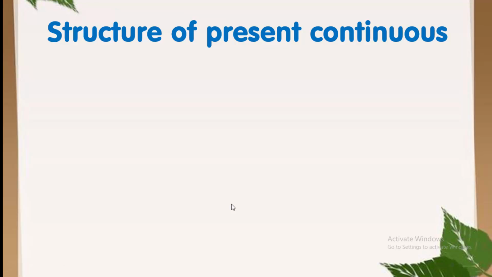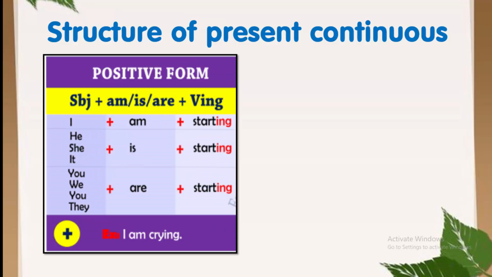This is the structure of present continuous. If you want to use this form, you have to look at the positive form. You have to first ask, what is the subject? And then you have to add am, is, or are. It depends on the subject, and then plus verb ing. Look at this. I am starting.